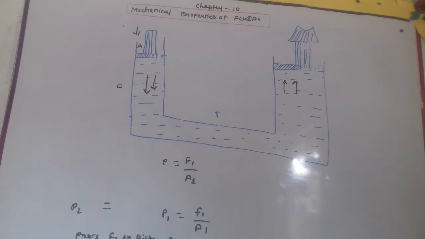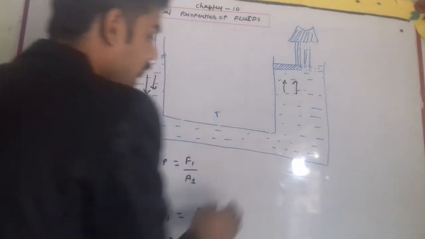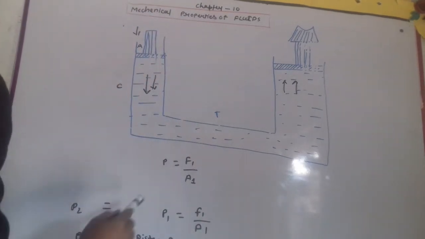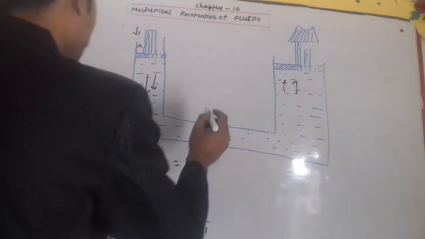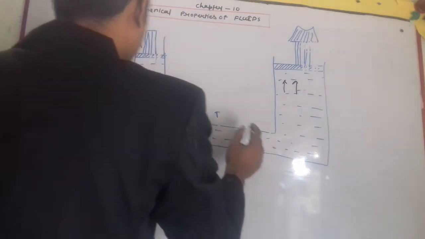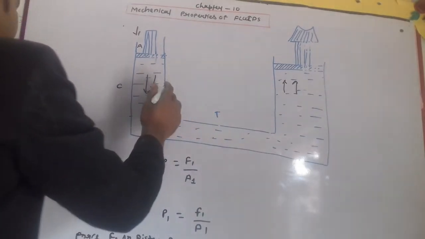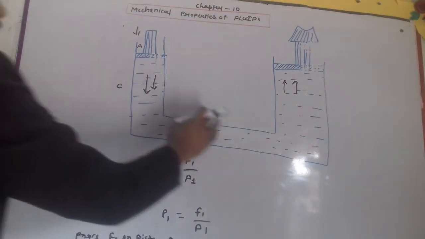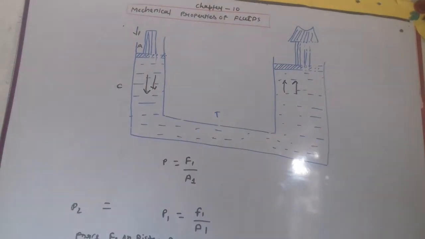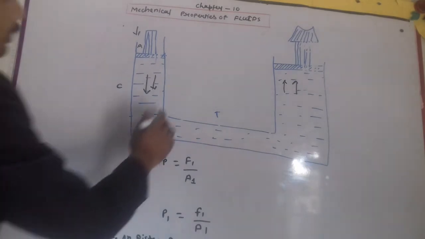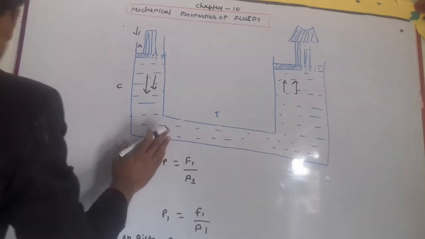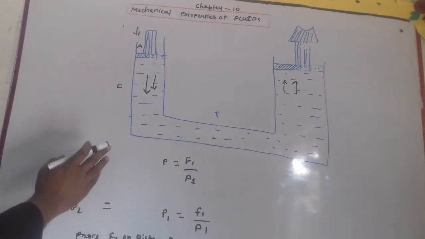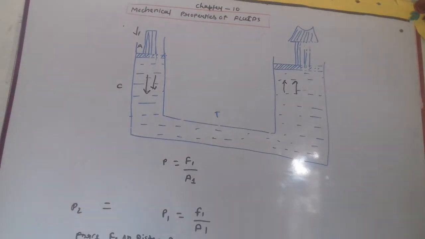So now students, we will study the construction of a hydraulic lift. What is its construction? How is it constructed? We have to derive the relation for the hydraulic lift. The construction of the hydraulic lift is shown in the figure. We can see that there are two cylinders.